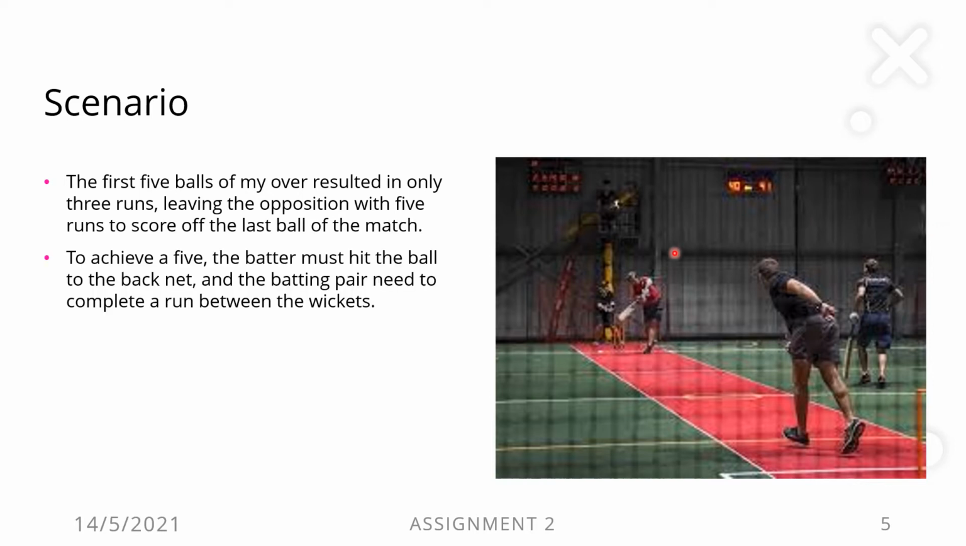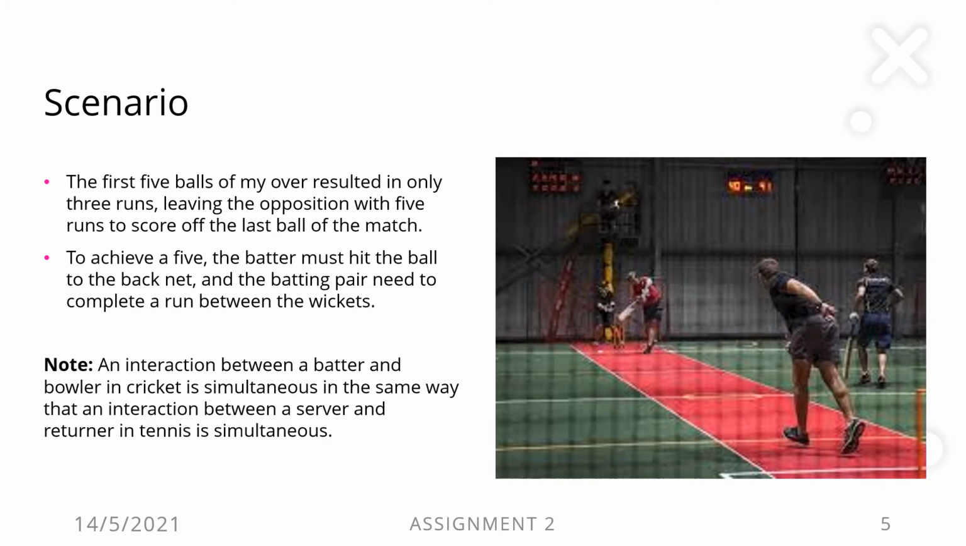To achieve a 5, the batter here must hit the ball to the back net and complete a run between the wickets. And just a quick disclaimer, the interaction between the batter and the bowler in cricket is simultaneous in the same way that interaction between a server and returner in tennis is simultaneous.